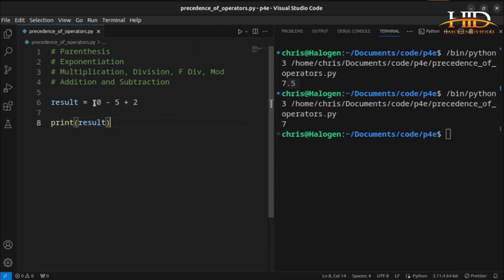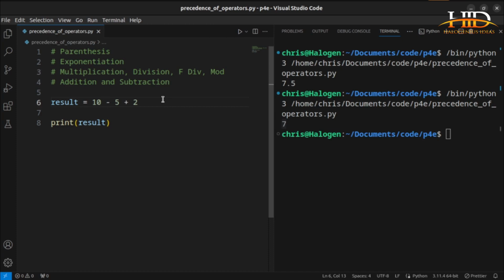No, what am I saying? 10 minus 5 is 5. 5 plus 2 is 7. So like I said, it will take this one first. 10 minus 5 gives you 5, plus 2 is 7. So they are executed from the leftmost one, then down to the right. So that is all for the level of precedence for all the arithmetic operators.